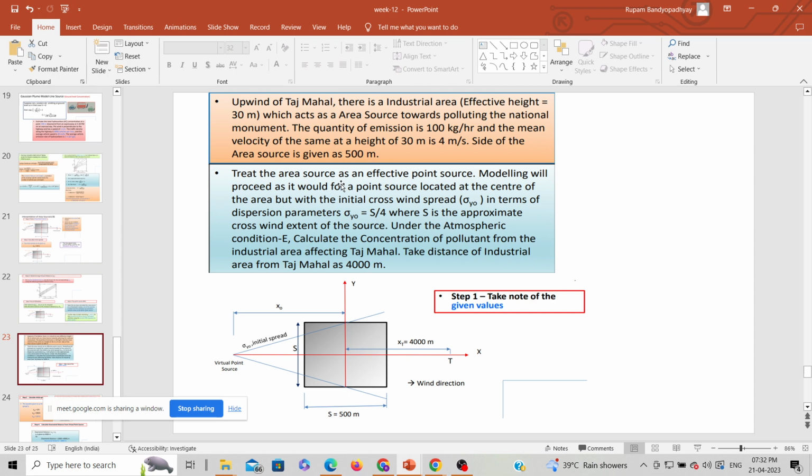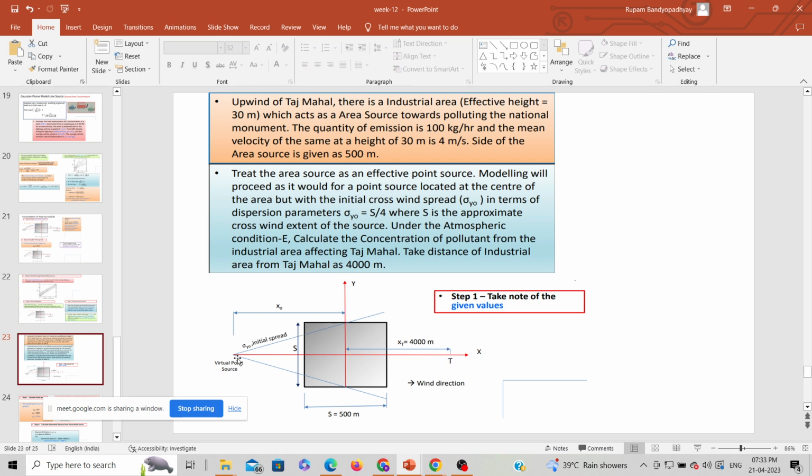So you have to calculate sigma y as A by 4.2, so 500 by 4.2. You have to calculate the concentration of the pollutant from the industrial area at a distance of 400 meters. See, this is x, and this is 400 meters. So at this point, you have to calculate what the concentration is.